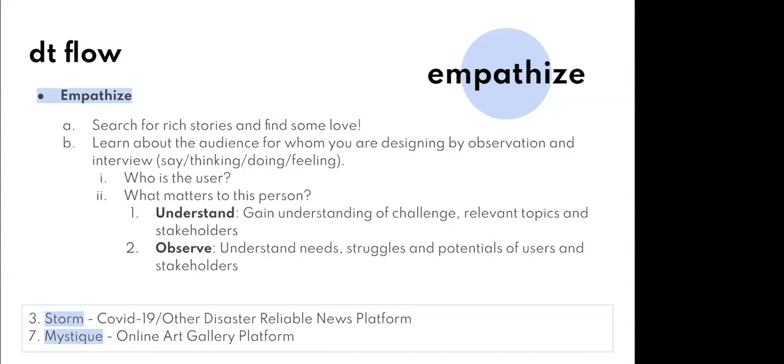In terms of your online art gallery, if this is going to be an online experience, whatever that online experience is, who is at the center? Who is the user? And what really matters to this person? What is the challenge that you're trying to address? Who are the stakeholders for both of these? And that applies to all the groups.